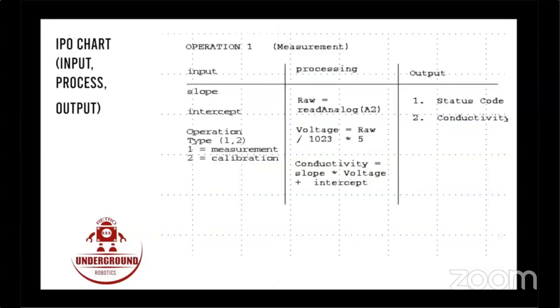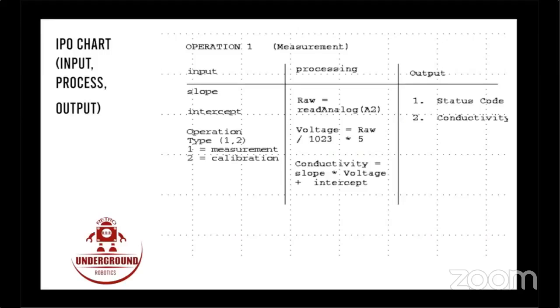Okay, and so here's a part of what we call an IPO chart. We just did this in one of these drawing programs. It's basically a table that breaks down the input, the processing, and the output. In this case, this is a simple example of operation 1. The conductivity sensor has 2 basic operations. Our agent will be able to measure something, or it will be able to calibrate the sensor. So there are 2 basic operations our Arduino agent will do. One is measurement, the other one is calibration.